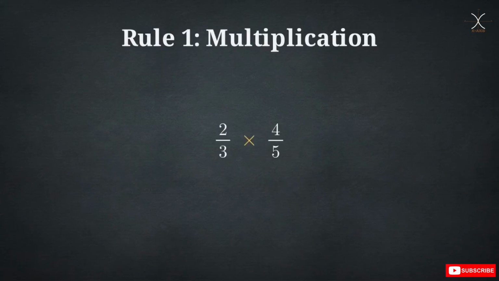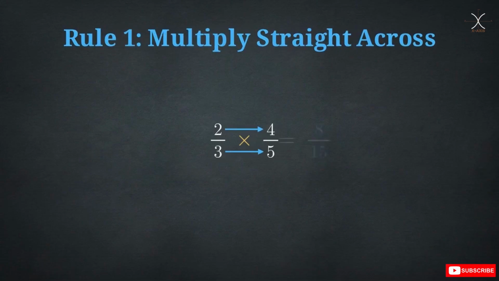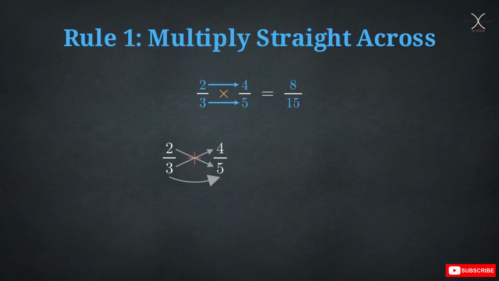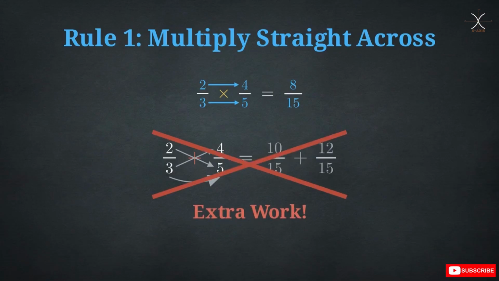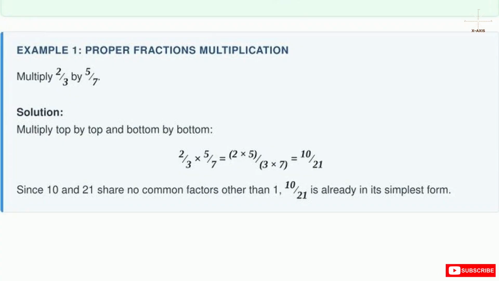Rule number 1 is for multiplication. Multiply straight across. Unlike addition, finding a common denominator here is unnecessary and adds extra work. This reference image shows how direct the process is. In example 1, to multiply 2/3 by 5/7, you multiply the numerators, 2 times 5, to get 10. Then multiply the denominators, 3 times 7, to get 21.